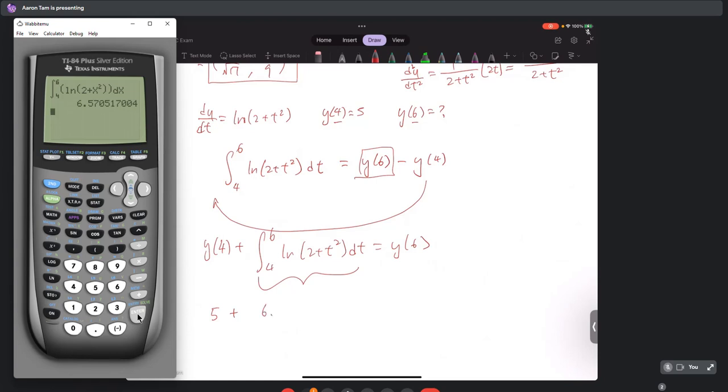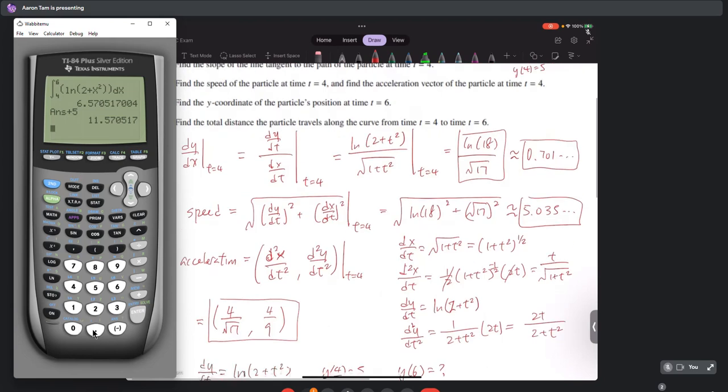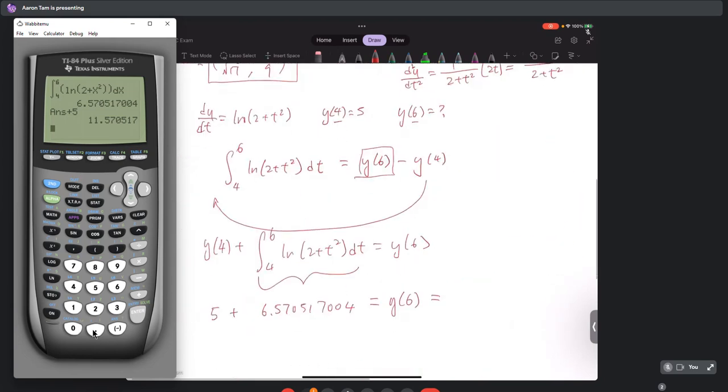So 6.5705170004. So that's equal to y of 6, which if I just add that 5 to that, I will have my answer. And I don't think the question asks us to round to anything specific, so 3 decimal places is what we're expecting. So 11.570 dot dot dot. There you go. That was easy.